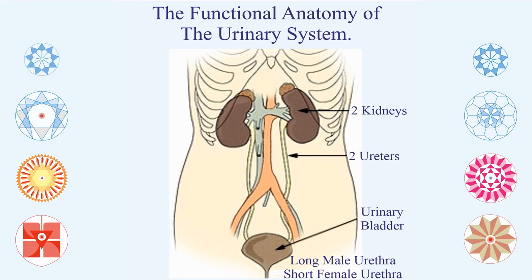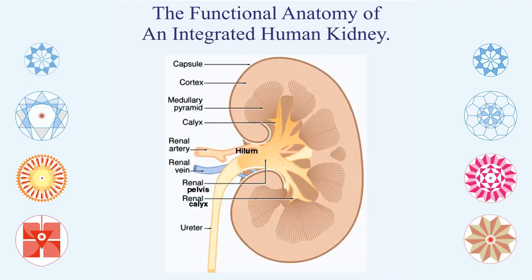We started the section on excretion, the elimination of waste products from the human body. From that angle, let's first understand the functional anatomy of the urinary system. We have two kidneys, two ureters, one urinary bladder, and one urethra. The male urethra is long and the female urethra is short. This is the gross structural anatomy of the urinary system.